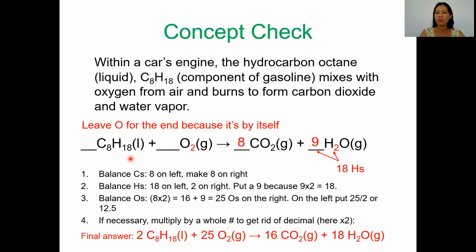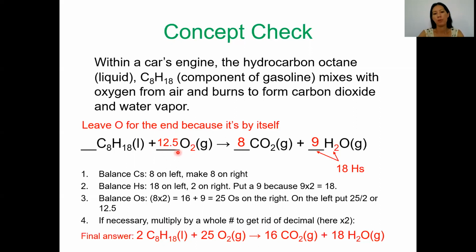Lastly, I balance the O's. Be very careful. Count how many are on the right. I see 8 carbon dioxides, and each carbon dioxide has 2 O's, so I have 16 here. But don't forget the water. I have 9. 9 times 1 O. So 16 plus 9 is 25 O's on the right. So on the left, what number times 2 is going to give me 25 O's? You could do 25 halves, or you could put 12.5.